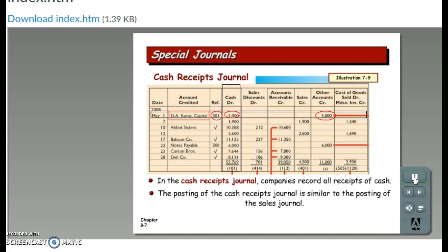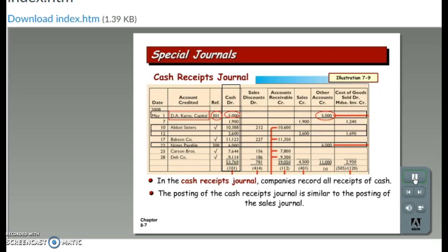Other transactions included in the cash receipts are collection from customers on account within the discount period, sales made for cash, and a cash borrowing with the notes payable recorded as the liability. Examples of all of these types of transactions have been covered in previous chapters. In this chapter, the new concept is the introduction of the special journals. The posting of the cash receipts journal is similar to the posting covered for the sales journal.